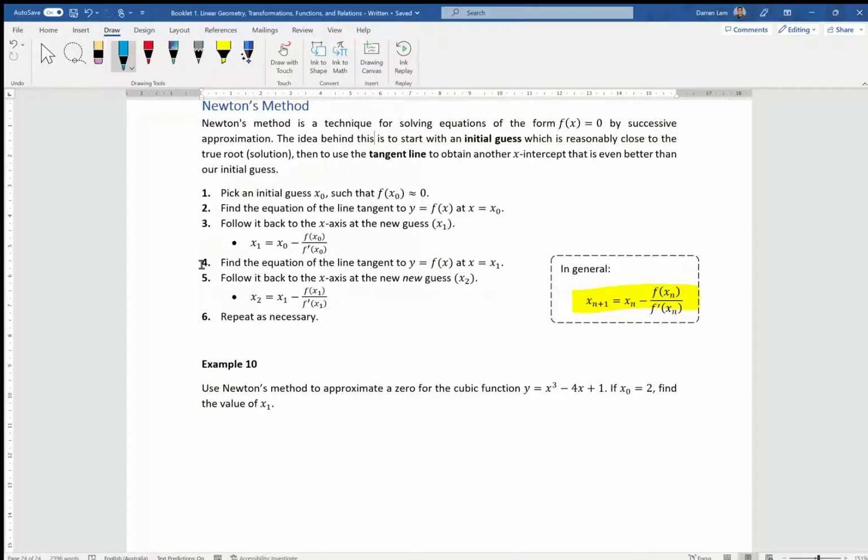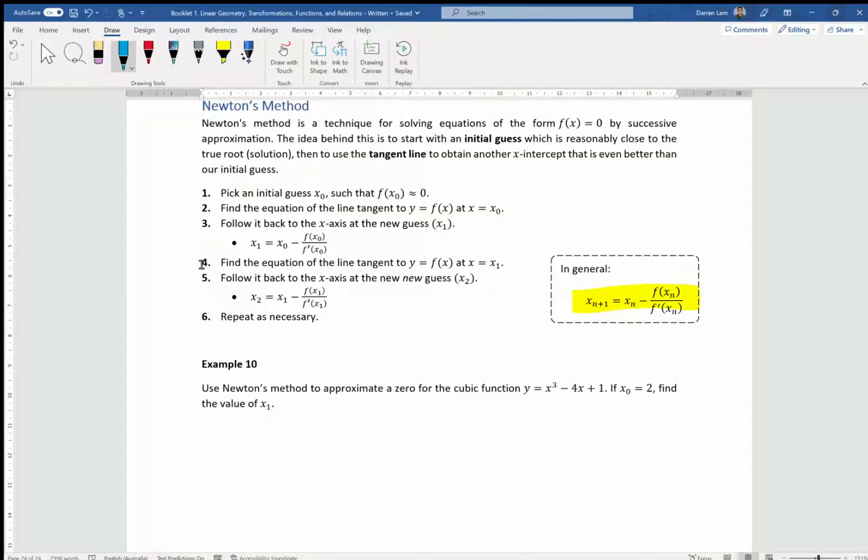So, pick an initial guess. Step 1 is pick an initial guess x0. Okay? Because that's not your first iteration. It's just called x0 because that's what we're starting off with, such that f of x0 is about 0. There is no quote-unquote wrong answer, because if you just pick something that's further away, you're just going to need to do more trial and error guesses, yeah?